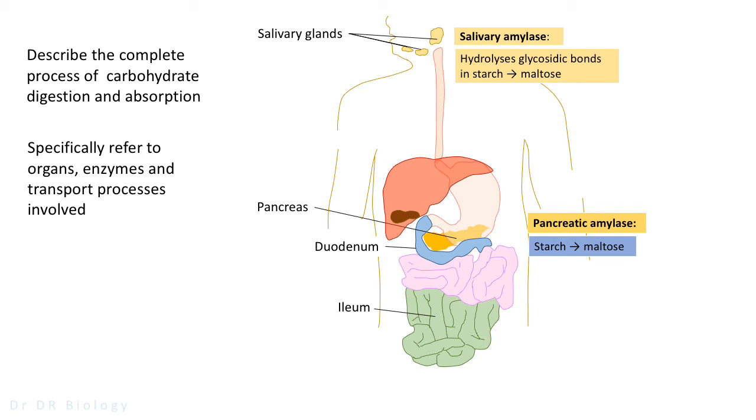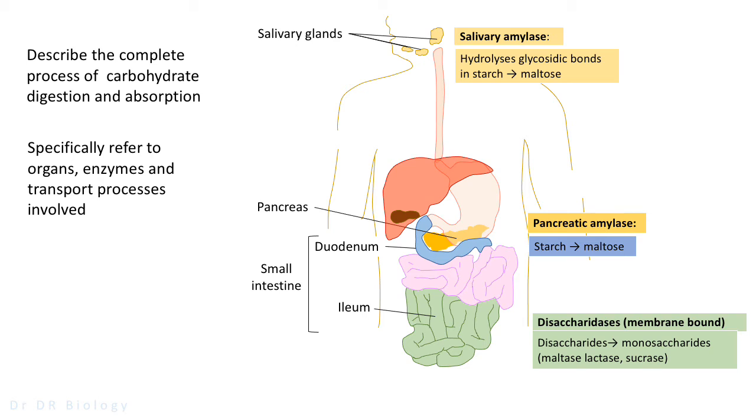Those digestive products move through the small intestine and reach the ileum. In the ileum, there are disaccharidases, and remember, these are membrane bound. Examples include maltase, lactase, and sucrase. This is where those disaccharides will be hydrolyzed to monosaccharides. You should remember what the monosaccharides are that make up maltose, lactose and sucrose. So that's the hydrolysis of polysaccharides to monosaccharides.